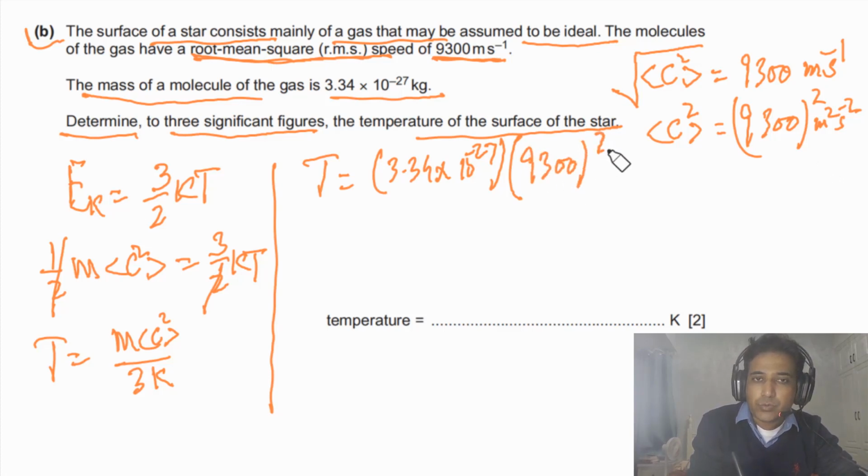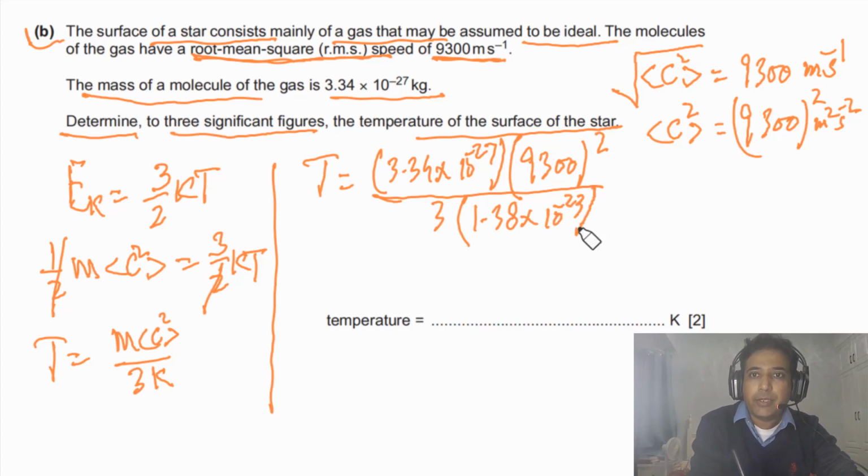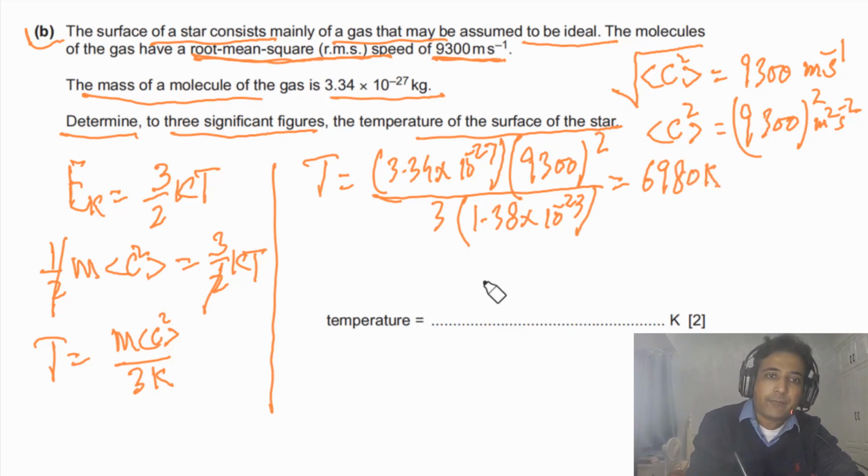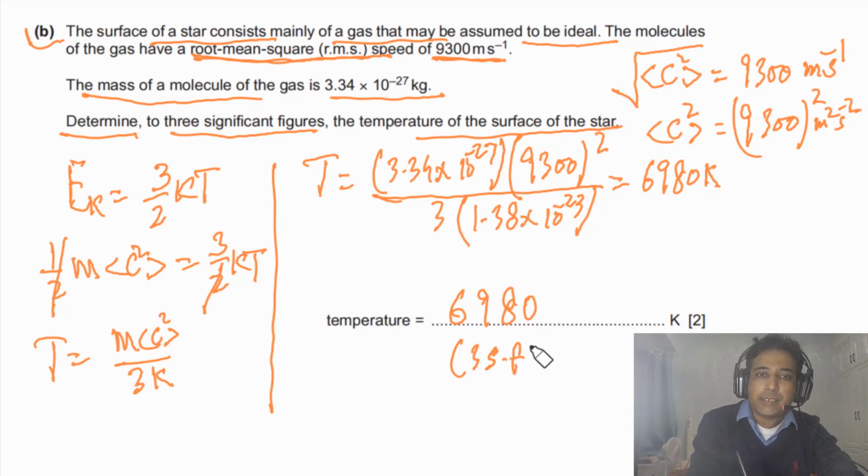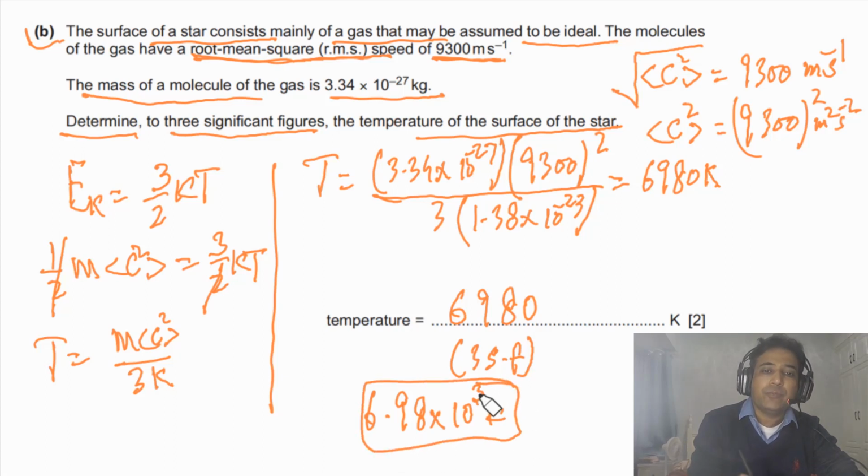This is squared, divided by 3 times the Boltzmann constant, that is 1.38 times 10 to minus 23. And if we solve this one, we will get 6980 Kelvin. So this is up to 3 SF. You can also write this as 6.98 times 10 to 3 Kelvin. So this is up to 3 SF.